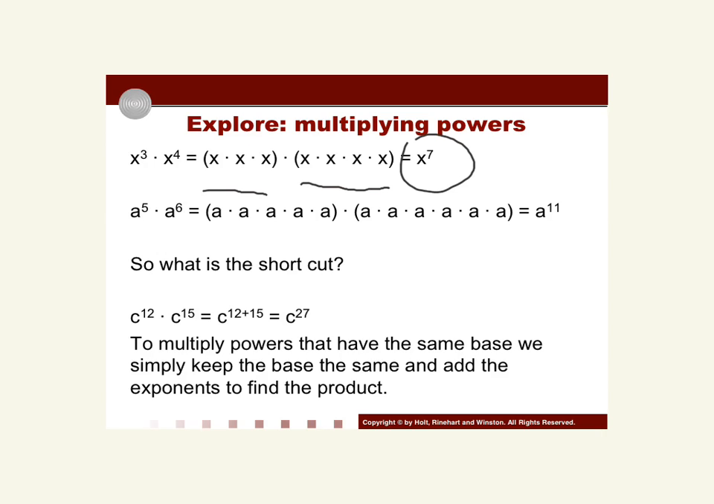So what is the shortcut? Well, if I have c to the 12th times c to the 15th, instead of having to write down c as a factor 12 times and c as a factor 15 times, hopefully you're able to recognize that we could add the exponents as long as the two bases are the same, and our answer would be c to the 27th. So to multiply powers that have the same base, we simply keep the base the same and add the exponents.